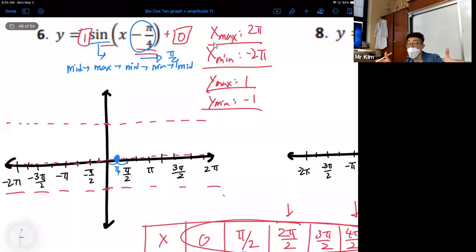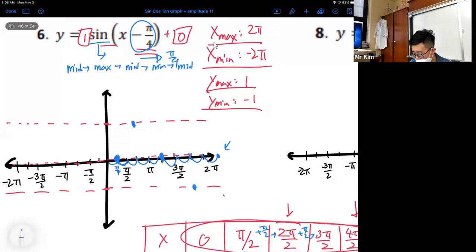Every pi over 2 is when those things happen, because if you take a look, I add pi over 2 and I get to this. I add pi over 2 and I get to that. And every pi over 2 is 2 increments from where I start. So 1, 2, that's where the maximum is going to occur. 1, 2, minimum. 1, 2, middle. And this is minimum. And then 1, 2. So it's going to go a little bit above 2 pi. That's going back to the middle line.